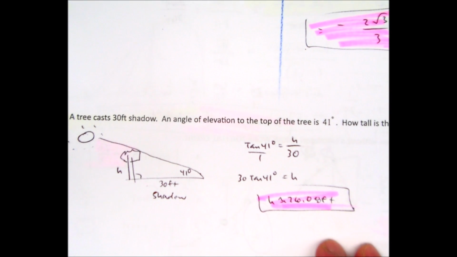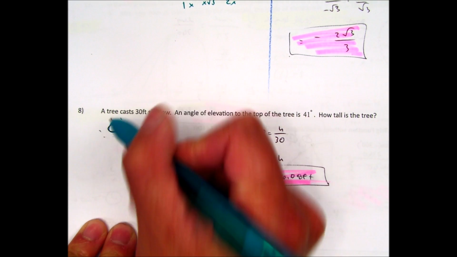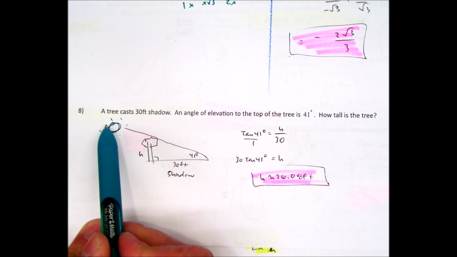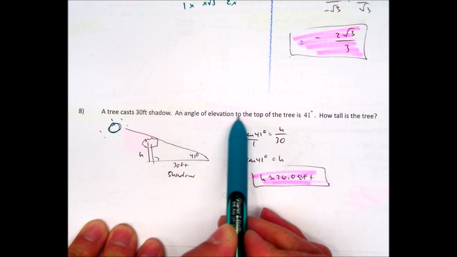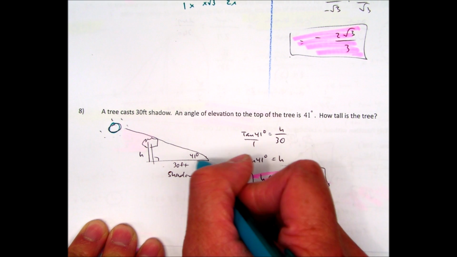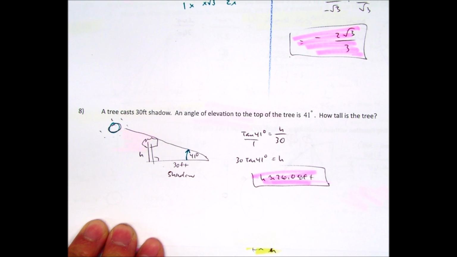Question number 8. A tree casts a 30-foot shadow. Well, to get a shadow, I need to have the sun, and the sun has to hit an object, so there's actually a shadow. An angle of elevation to the top of the tree is 41 degrees. So from the ground, looking up is your angle of elevation. Looking up, elevation.